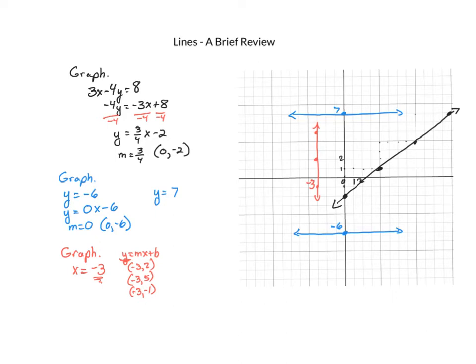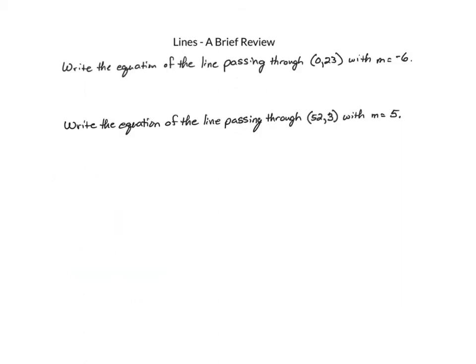Next, I'd like to talk about how to write the equation of a line if you're given some information about that line. The first one I'd like to do is to write the equation of the line passing through (0, 23) with a slope of -6. Notice that (0, 23) is a y-intercept because its x-coordinate is equal to 0. So for this particular line, I know the y-intercept, I know the slope, so I could write the equation very easily in slope-intercept form as y equals -6x plus 23.